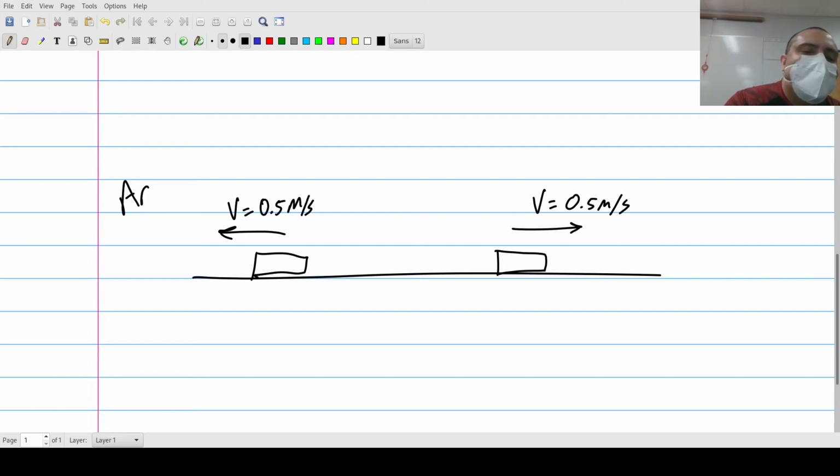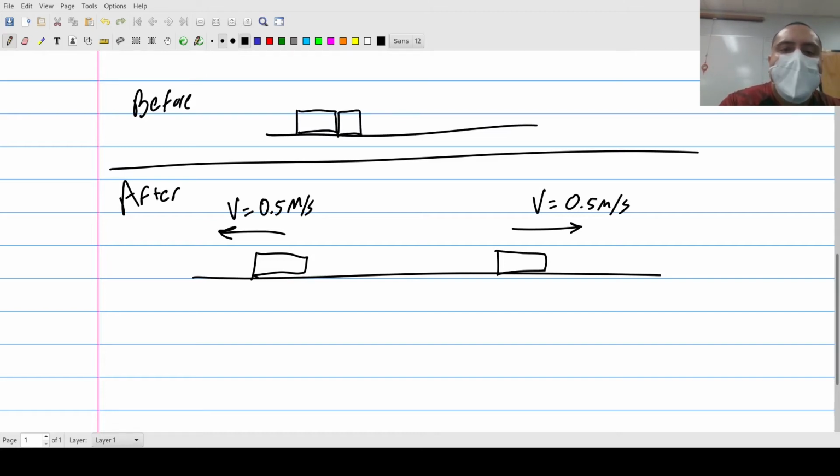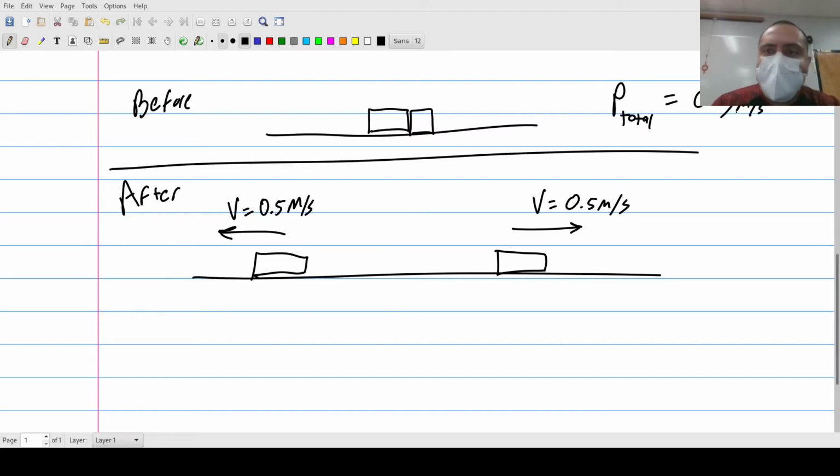This is the after picture. What did the before picture look like? Well, we had our before, and it looked like this. We had one cart here, one cart here. I guess they're a little bit closer to center. Let's move those. There we go. And they were not moving. So what is the total momentum before? Well, it's 0 kilogram meters per second, because nothing's moving. All the velocities in that case are 0, which means all the momentums are 0.